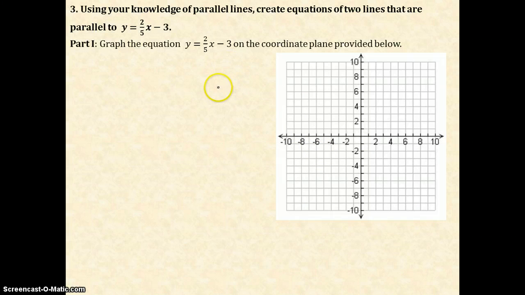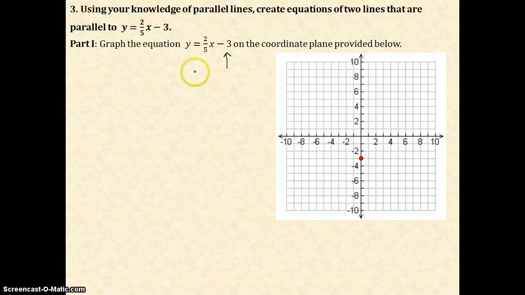Using your knowledge of parallel lines, create equations of two lines that are parallel to y equals 2/5 x minus 3. So part 1 is to graph this equation on the coordinate plane provided below. Now when we have it in slope-intercept form, we start with the y-intercept, and that's right down here on the y-axis at negative 3.